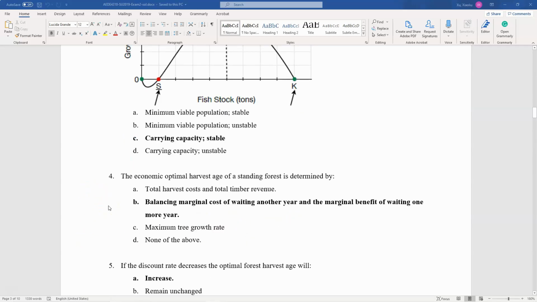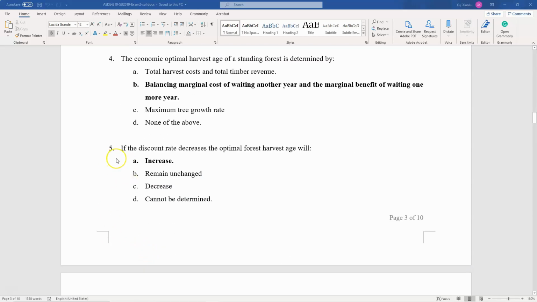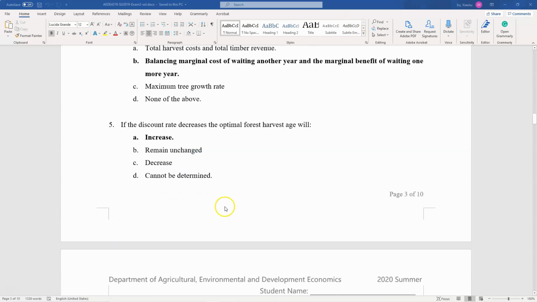And the economic optimal harvest age of a standing forest is determined by the marginal cost of waiting another year and the marginal benefits of waiting one more year. When the marginal cost is equal to the marginal benefits, then that is the optimal harvest age. And if the discount rate decreases, the optimal forest age would increase. On the other hand, if the discount rate increases, then the optimal forest harvest age would decrease, because the cost to wait one more year would be increased.